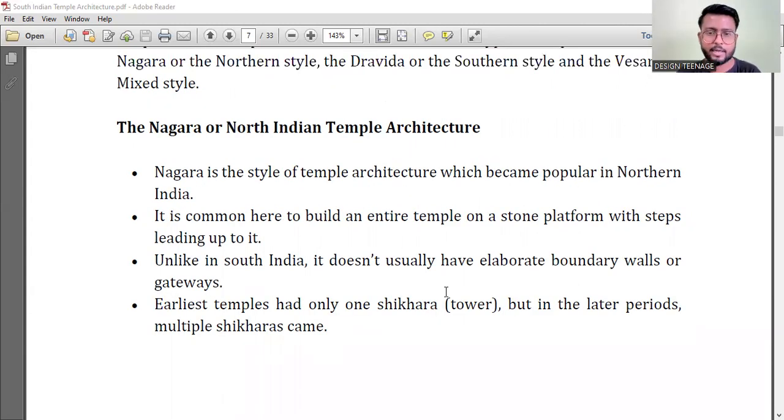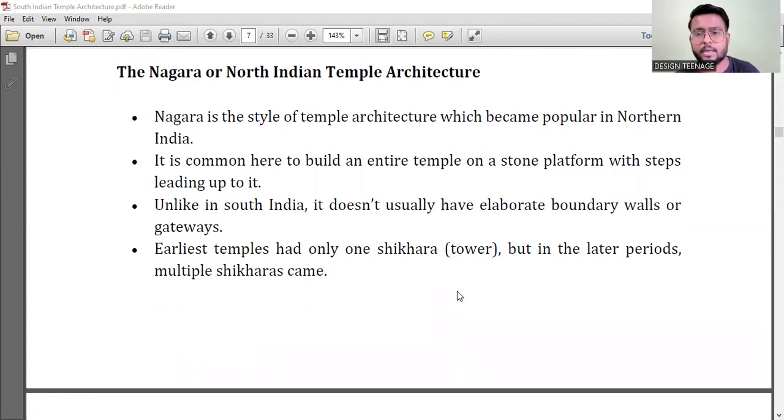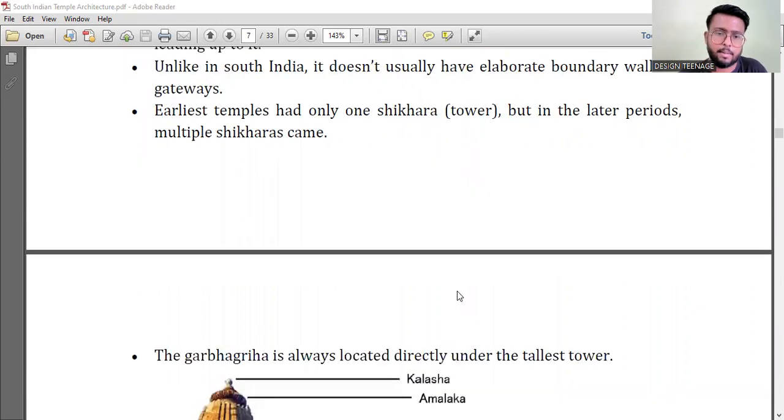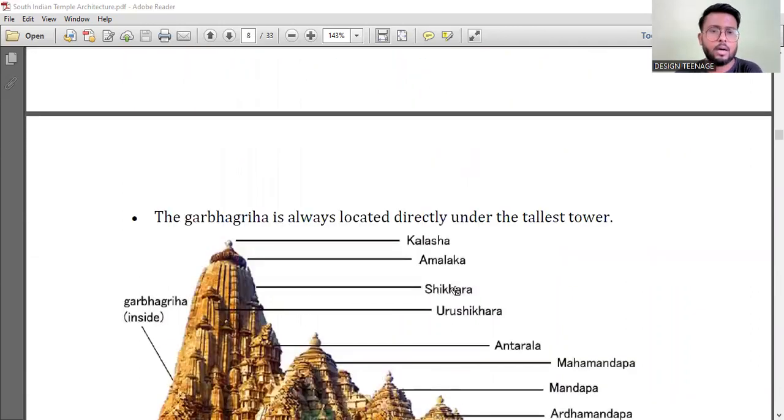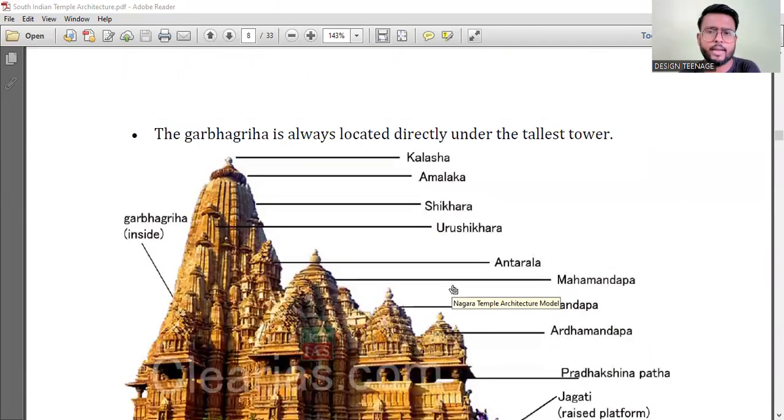Nagara is the temple style architecture which became popular in northern India. It is common here to build an entire temple on a stone platform with steps leading up to it. Now understand these particular specifications, because that is where the question comes from. Unlike in South India, it doesn't usually have elaborate boundary walls or gateways. The earliest temples only had one Shikhara tower, but in later periods, multiple Shikharas came up. The Garbhagriha is always located directly under the tallest tower.